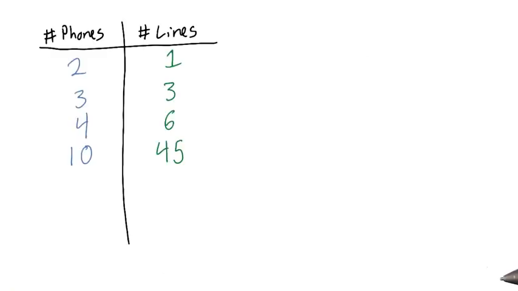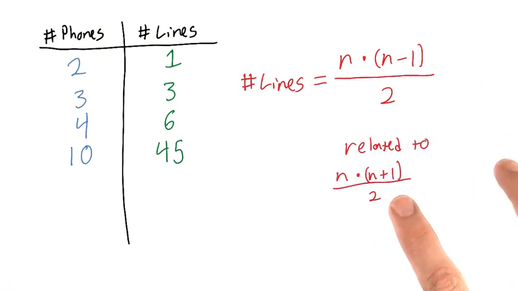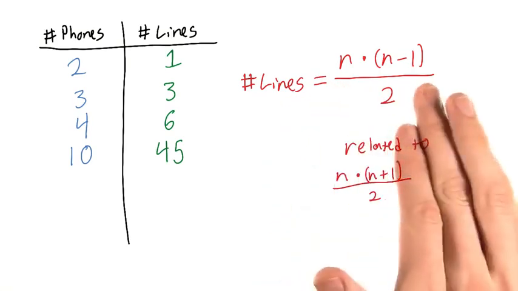So here's a table of what we've learned so far. As it turns out, the number of connections is ultimately defined by the equation n times n minus 1 all over 2, where n is the number of phones. Now if you're a math geek, this is related to n times n plus 1 over 2. But in this case, n is 1 less than the number of phones. So I've simplified to this equation here.